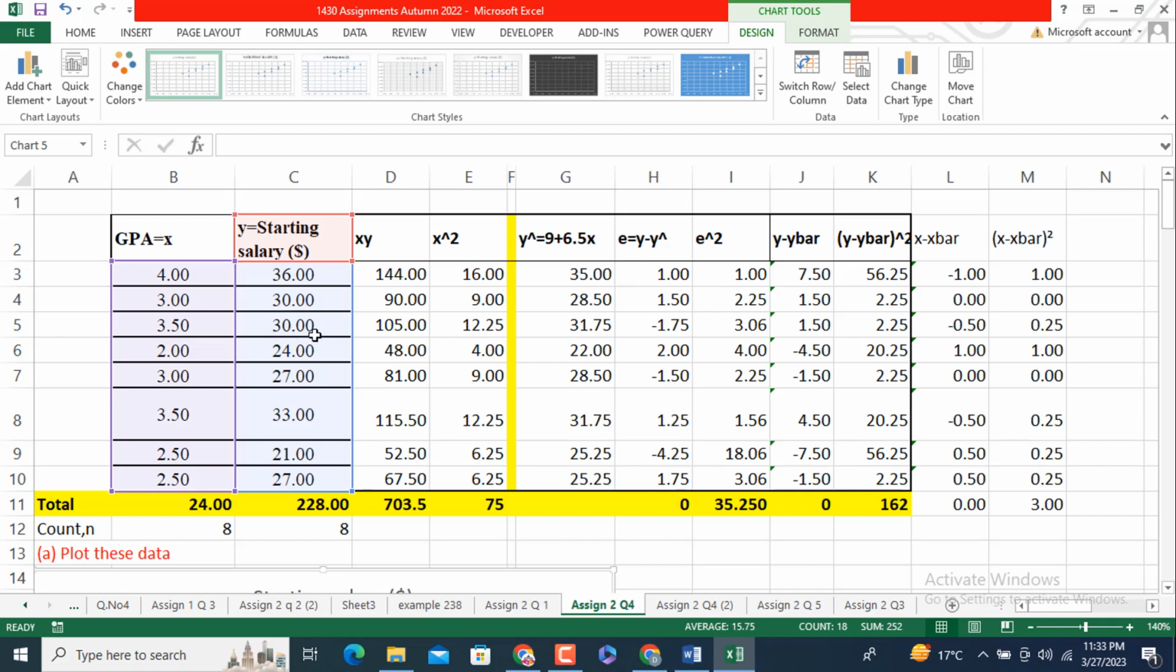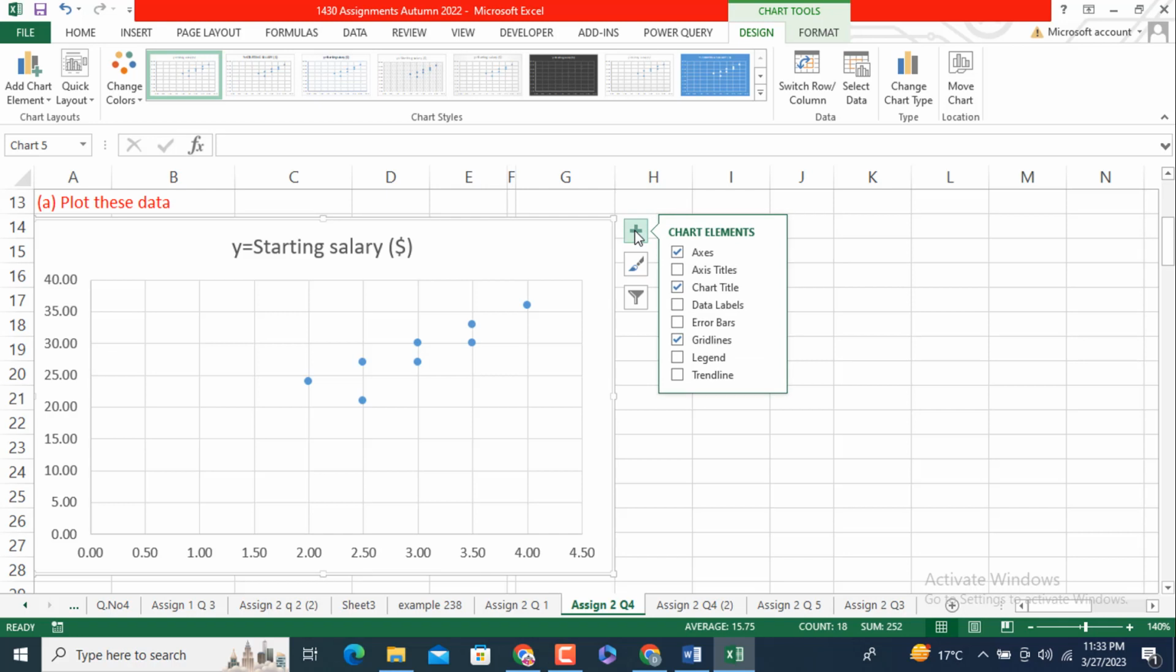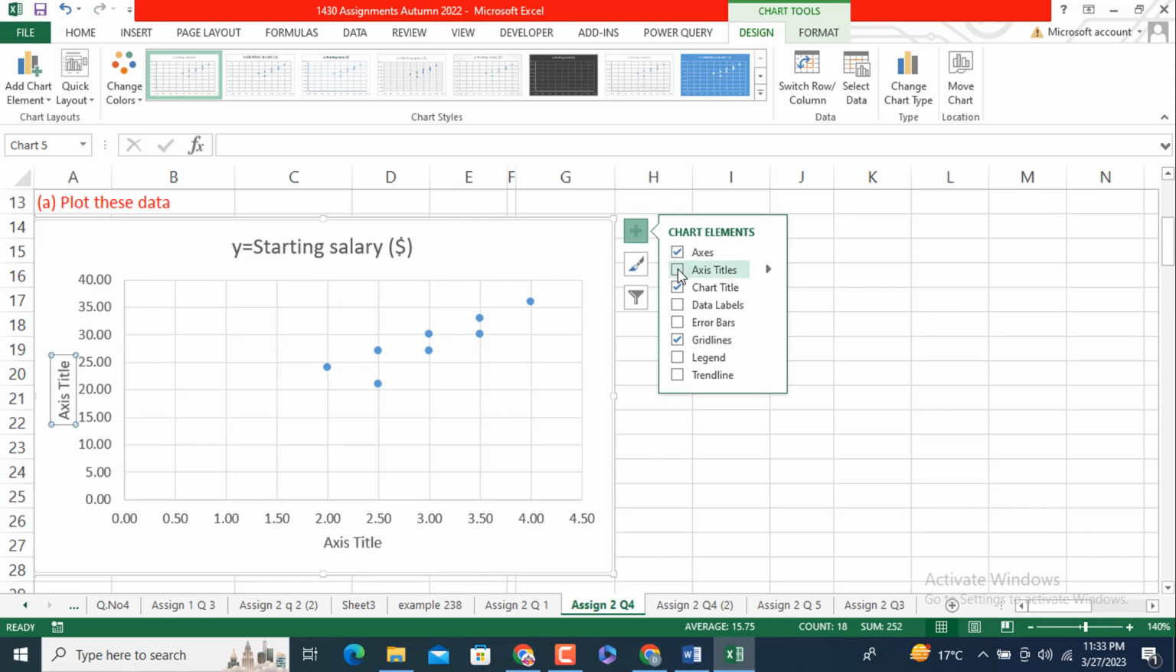So we have successfully plotted the data based on independent and dependent variables. Let's make some study of this graph by assigning some values to it. Click on this plus sign. After that, look at this x-axis. Click on this one, and you will get primary horizontal.